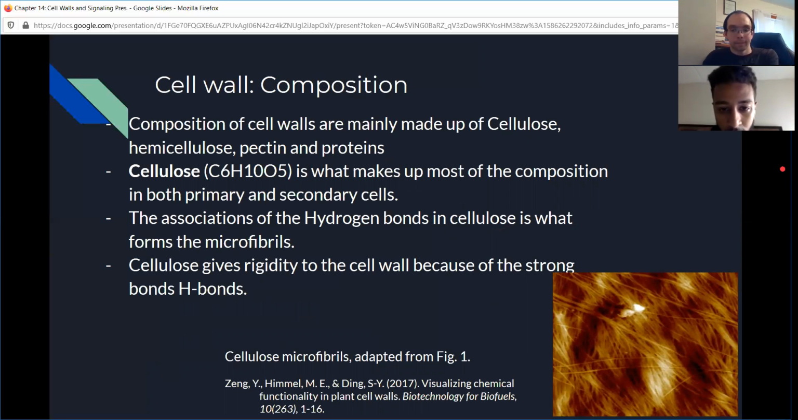All right. So now we have the cell wall composition. Like mentioned before, the main components of the cell wall are cellulose, hemicellulose, pectins, and other proteins. Cellulose makes up most of the composition in both the primary and the secondary walls. It's an association of hydrogen bonds that makes up the microfibrils, which essentially make up the cell walls. And the hydrogen bonds within the cellulose give rigidity to the cell wall and make the cell wall strong and able to stand upright.